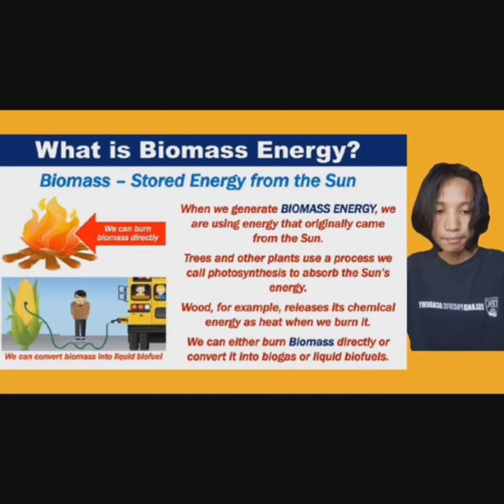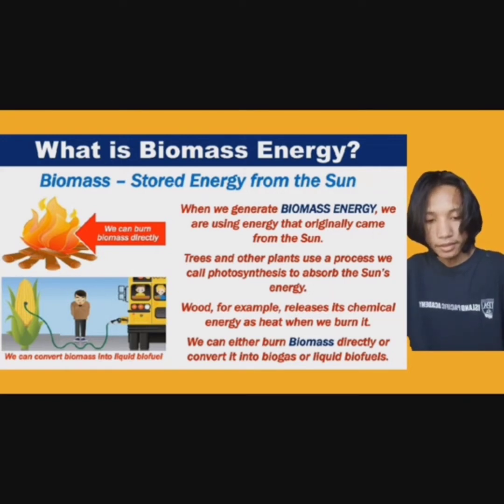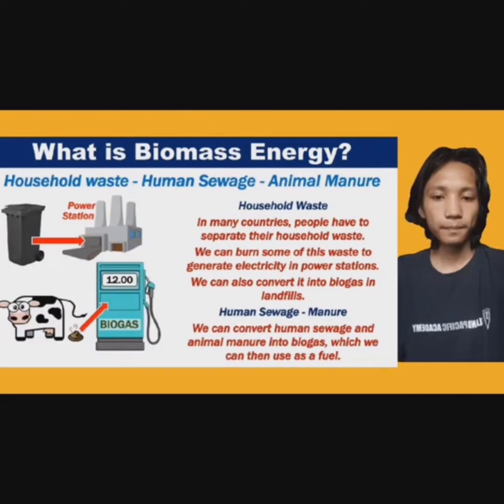When we generate biomass energy, we are using energy that originally came from the sun. Trees and other plants use a process we call photosynthesis to absorb the sun's energy. Wood, for example, releases its chemical energy as heat when we burn it. We can either burn biomass directly or convert it into biogas or liquid biofuels.